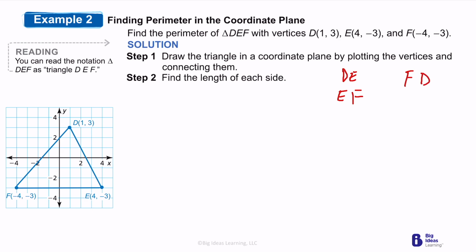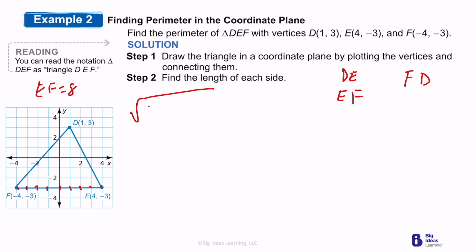Now, EF's the easy one. That's a straight line. Just count your boxes. 1, 2, 3, 4, 5, 6, 7, 8. So EF would be 8. I'll put it over here somewhere. Let's put EF is 8. Now for DE and FD, since they're slanted line segments, we have to use the distance formula.